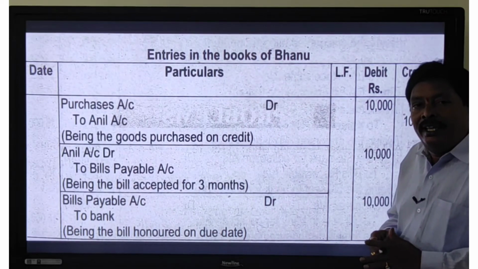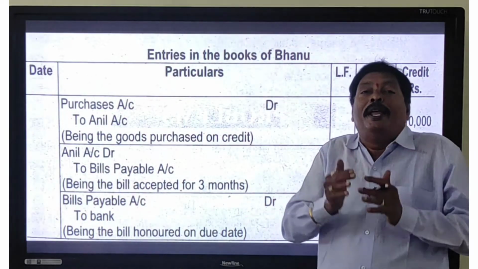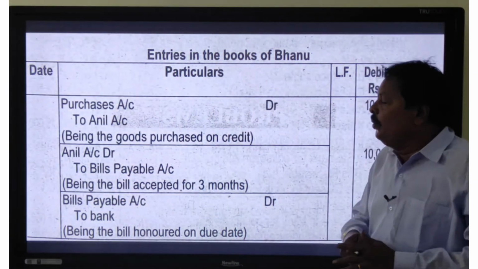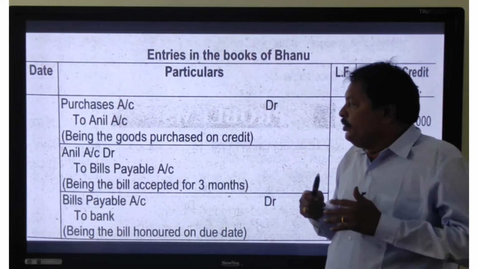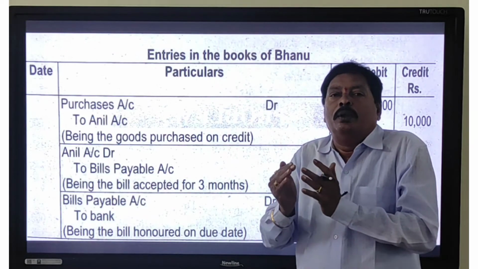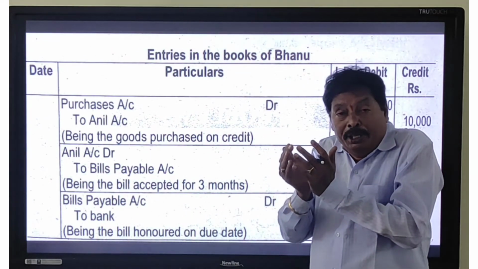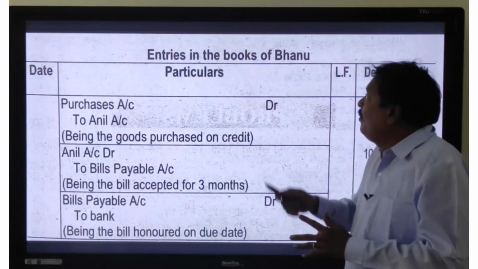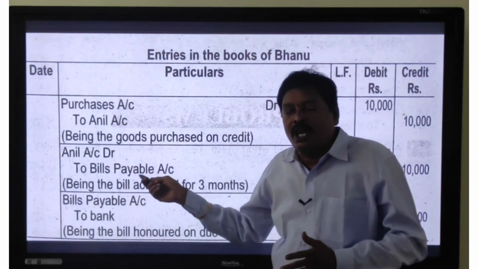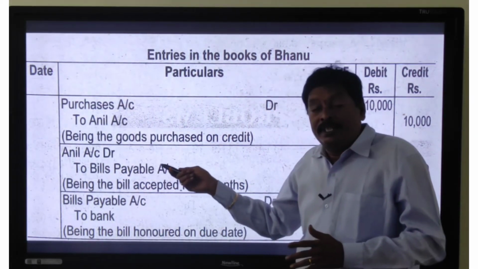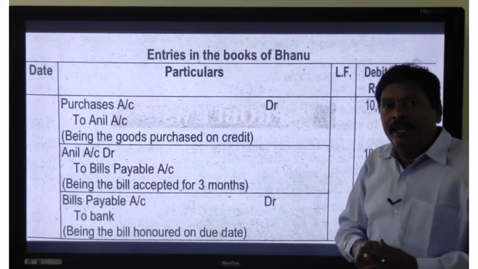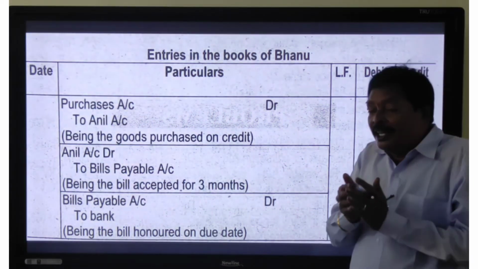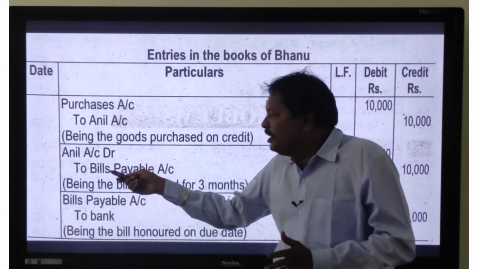And then what next? We are accepting the bill and immediately sending that bill to Anil. So, as Banu, we send bills payable. Bills receivable is from the point of view of Anil. Bills payable is from the point of view of Banu. Now, bills payable goes out. This is a liability to Banu. Why? On the due date, Banu must pay that amount to Anil. That's why up to the due date, this is a liability.